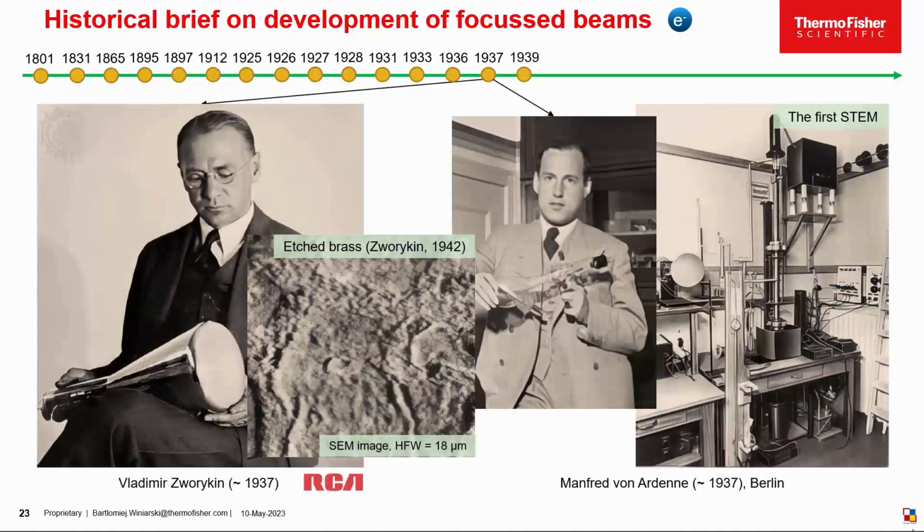In the US, at RCA Company around the same time before the Second World War, Vladimir Zworykin was involved in development of the first American scanning electron microscope. He also set the foundations in 1923 and worked on the television systems for the RCA in Camden, New Jersey. Here we see etched brass in SEM image collected by Zworykin using the RCA electron microscope. At the same time, in Germany, Manfred von Ardenne also worked on television systems and electron microscopes. He developed the first scanning transmission electron microscope in around 1937.